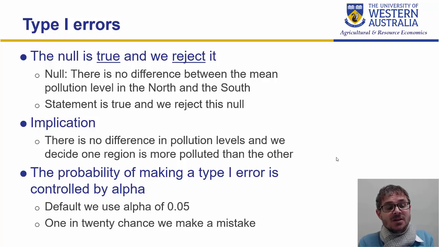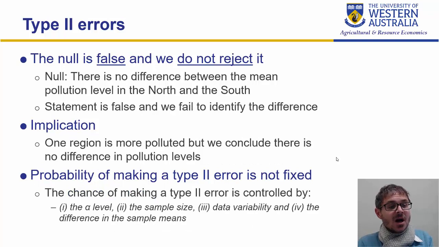That's okay, because it's a trade-off between different things, and different disciplines and different contexts require us to weight those trade-offs differently. For type 2 errors, the null is false and we fail to reject it. So there really is something going on and we fail to identify it. The probability of making a type 2 error depends on alpha, sample size, data variability, and the size of the difference you're trying to detect. And really, it's often that sample size is the one that in practice is binding on people.